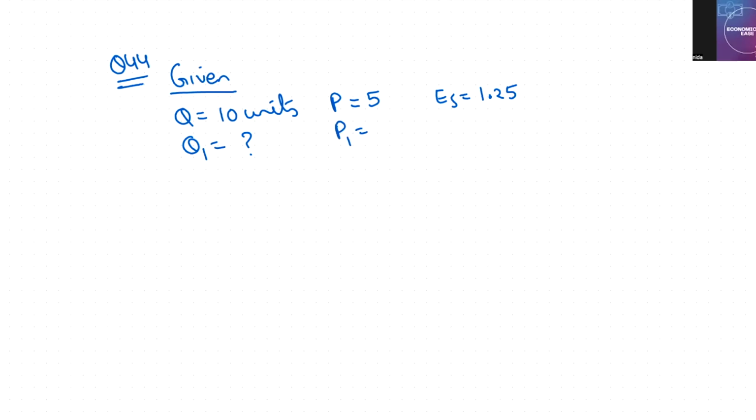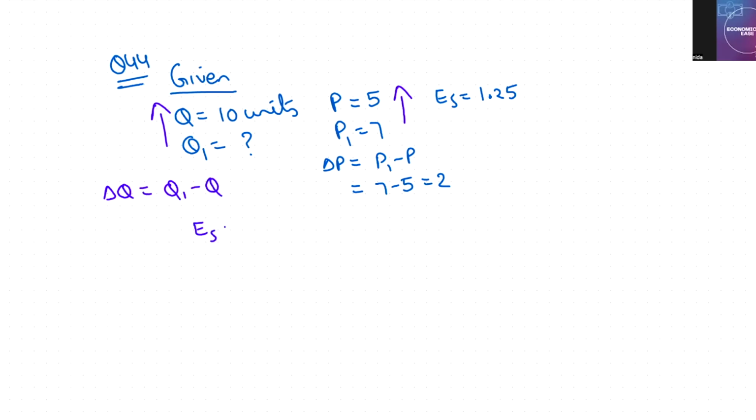Okay, now again I'm going to mention here first delta P, you calculate. P1 minus P, you can do this step yourself. Okay. So you will get 2. Now always remember, when price increases, quantity will also increase. Okay. So delta Q, Q1 minus Q, and we will write the formula. Okay. Please pause the video and do it by yourself.